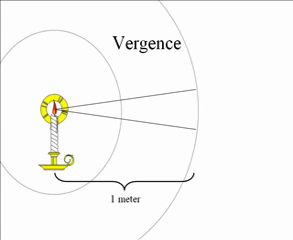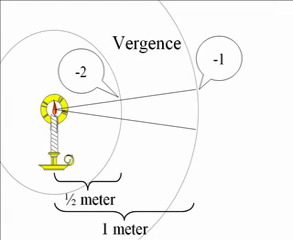Okay, let's do some practical problems here. Right, so this is what I showed you. 1/2 of a meter, the vergence is equal to -2. 1 meter, the vergence is equal to -1.